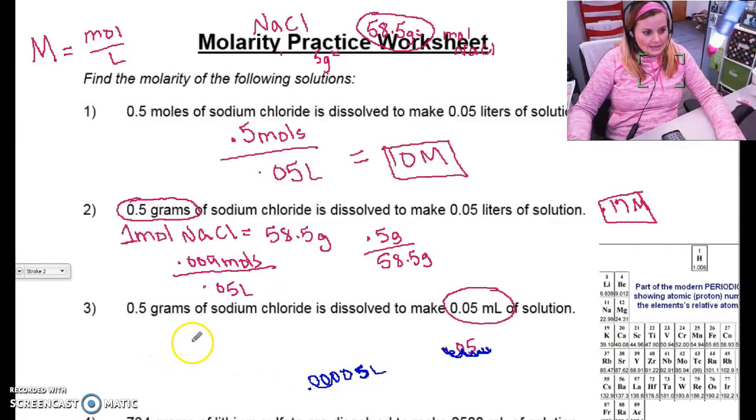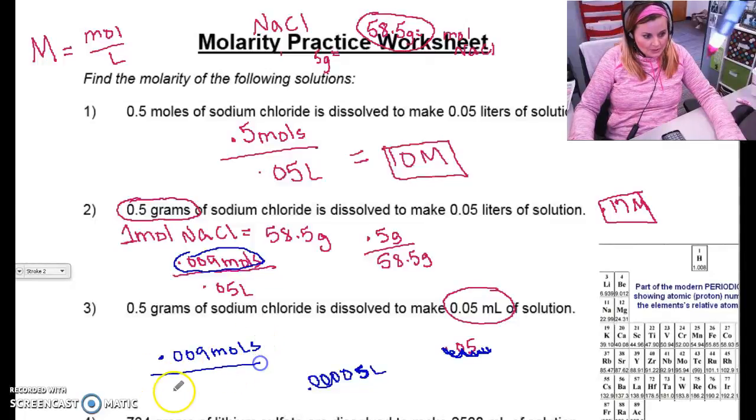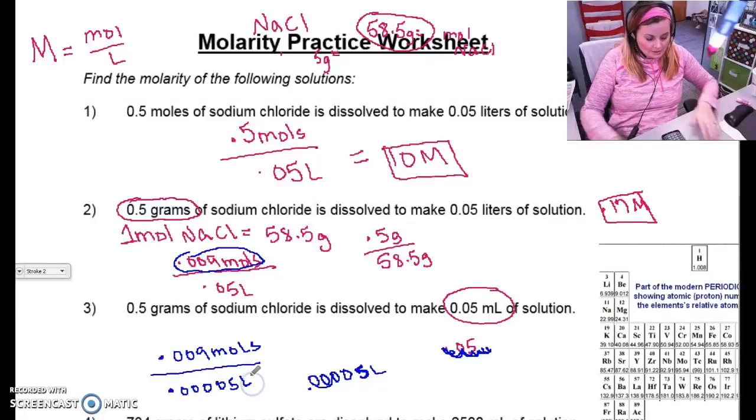So you're going to take the same thing, this amount of moles that we did earlier, 0.009 moles, because we did that part in the first problem. And you're going to divide by the liters, which is 0.00005 liters.